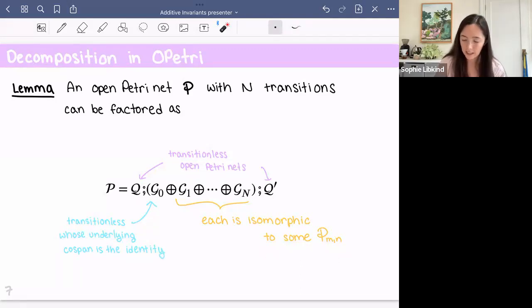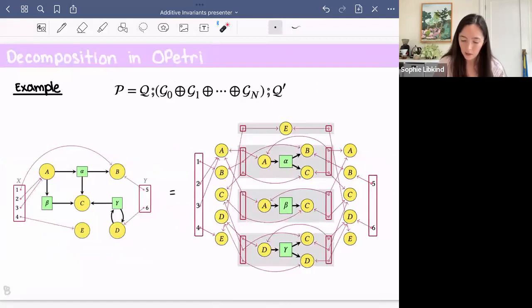So let's take a look at an example. Over here, we have our Petri net P, and here's our decomposition of it. Let's start with G0 through Gn. G0 is our top one here, and it's composed of all of the species in P which are not connected to any transition. Here, E is the only species that's not connected to any transition, and it makes up our G sub 0.